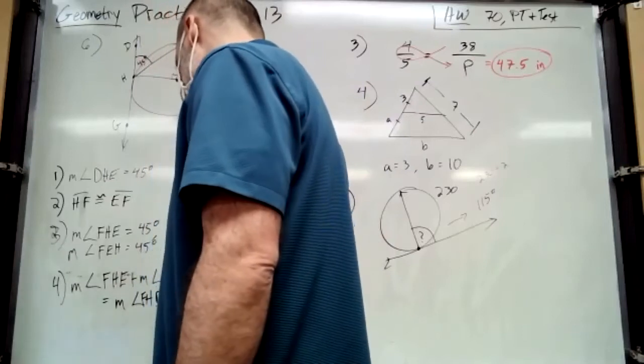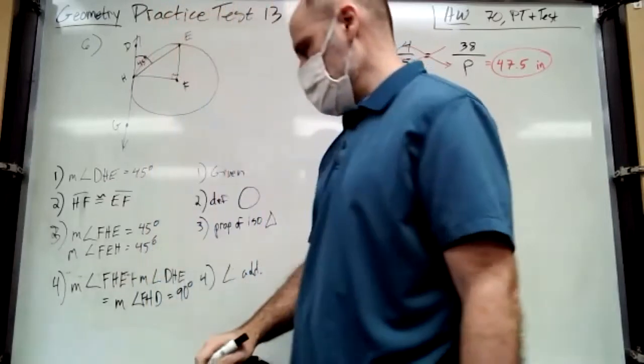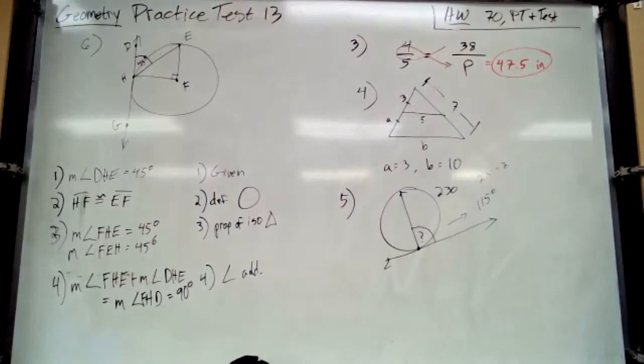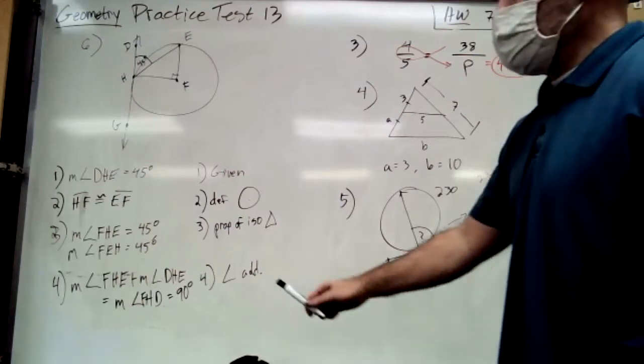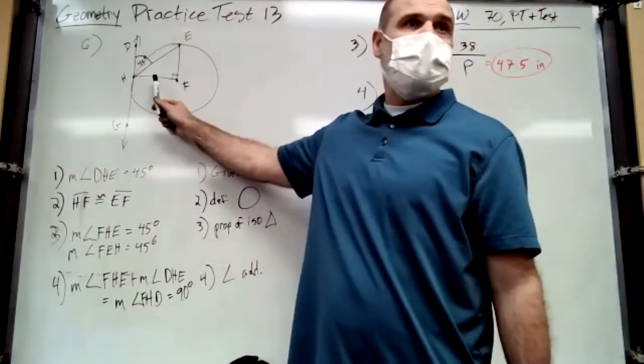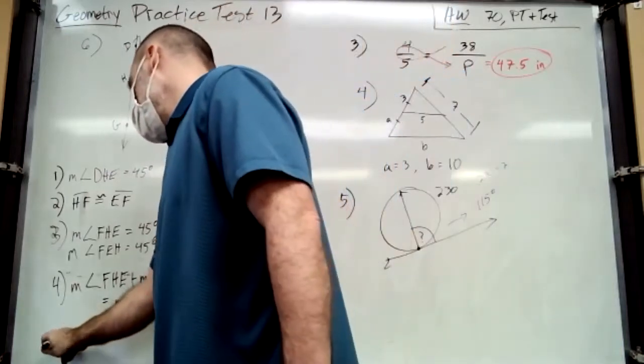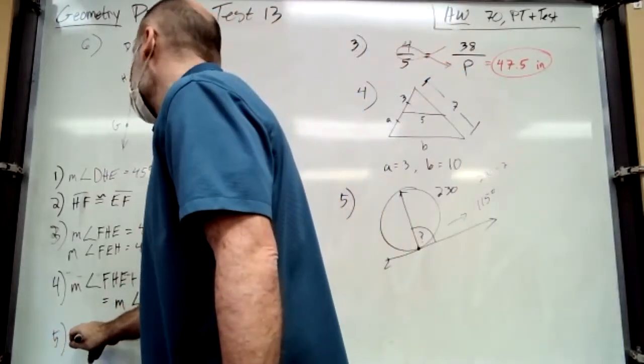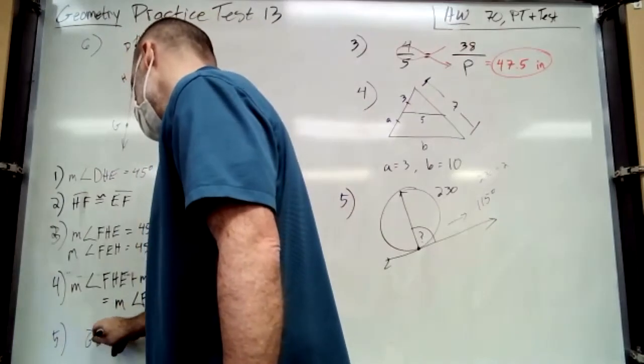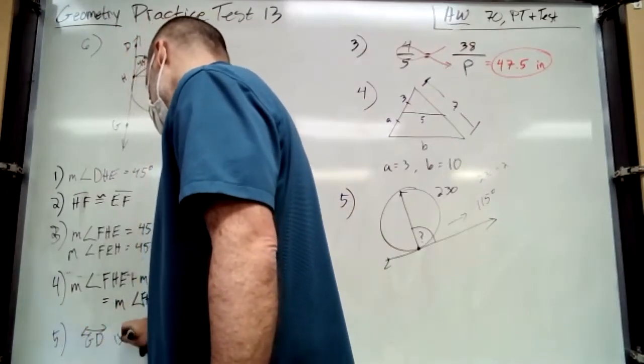And this also equals 90 degrees, right? Because 45 plus 45 is 90 degrees. All we did was add those angles together. So what happens when a line is perpendicular to a radius? What does that make that line? A tangent. So therefore, line GD is tangent.